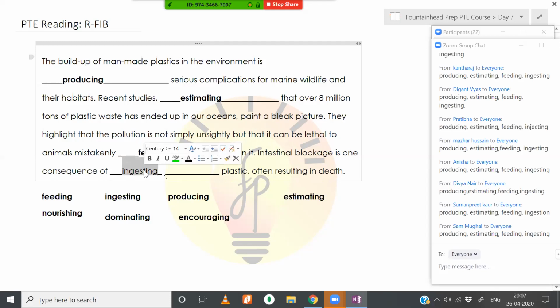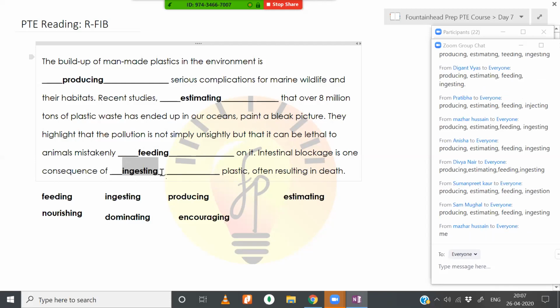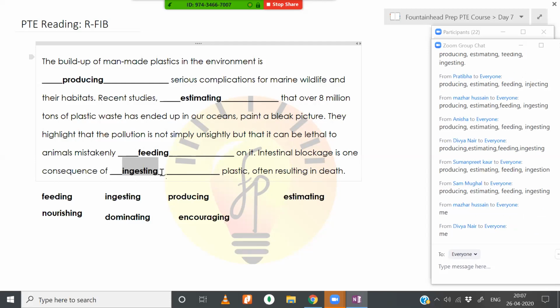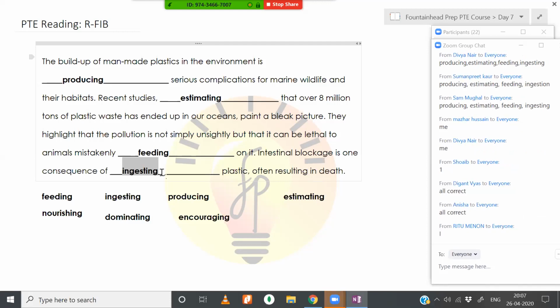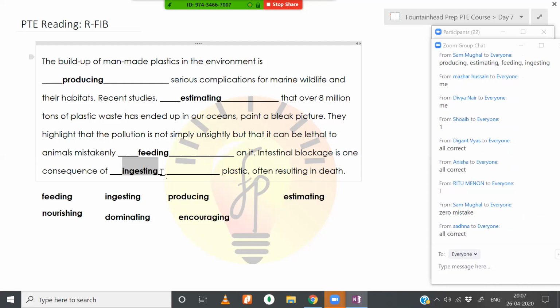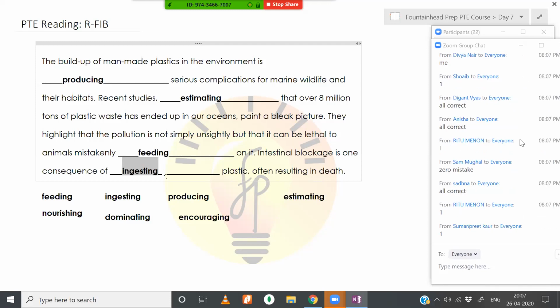How many of you got all correct? Please count the number of mistakes. Let me know the number of mistakes. 0, 1, 2, 3, 4. Oh, good. So some of you have one incorrect. Is this clear to all of you? Those of you who got a few incorrect options, did you really understand this?